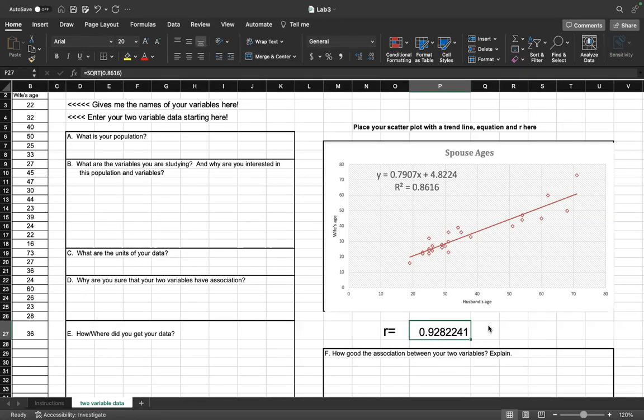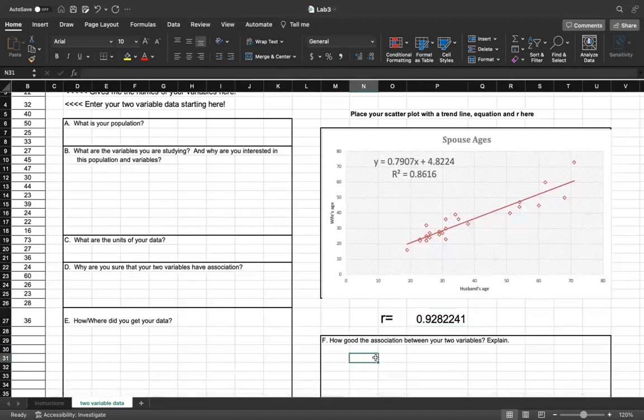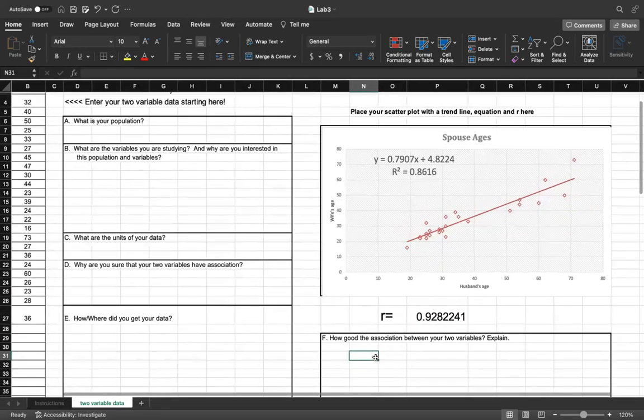The one thing that Excel doesn't do for us is tell us if we have a positive or negative relation when we take that square root. It's just going to give you positive. Mine is clearly positive because I have a positive slope. But when you are doing this, if yours has a negative slope, make sure that when you discuss how strong your relationship is, you indicate that it is a negative relation, that it is going downhill.